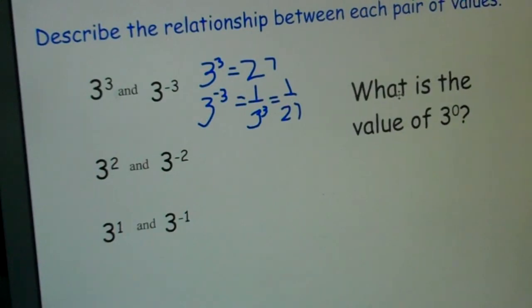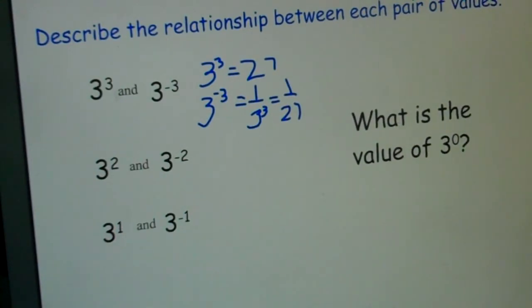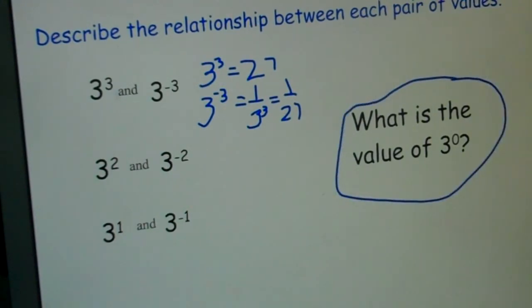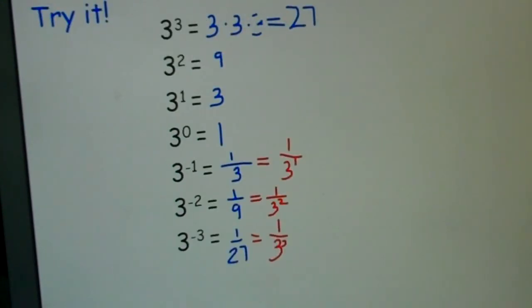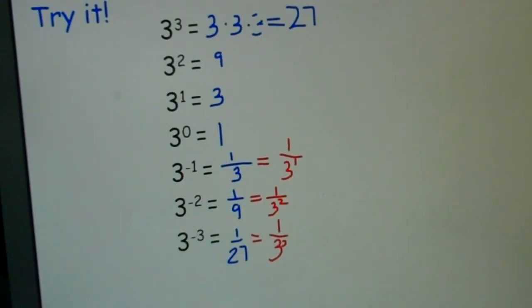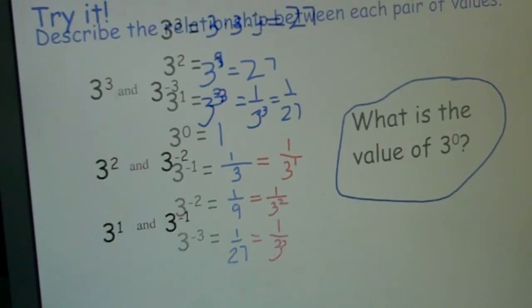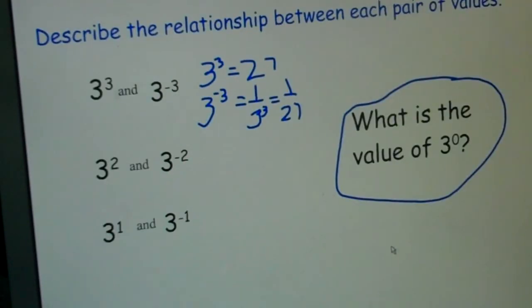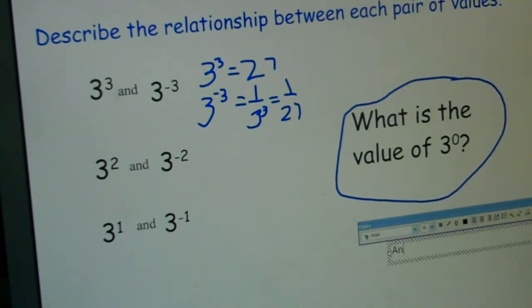So then what was the value of 3 to the 0 power? What significance did that hold in both parts? Go back and look. It's 3 to the 0. There's 2 to the 0. What are you seeing happening there? What's that pattern? I hope you said that anything to the 0 power equals 1.